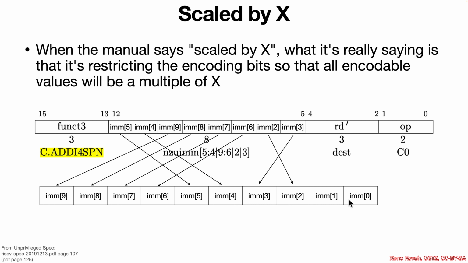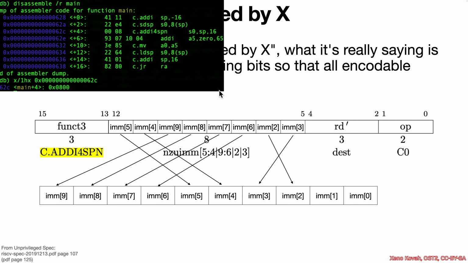It said it was scaled by 4, and that means that actually it's going to leave the least significant 2 bits as implicitly 0, and the value you're actually encoding with 8 bits is a 10-bit value that is multiples of 4. So scaled by x really means you can only encode multiples of x. So let's see that concretely.